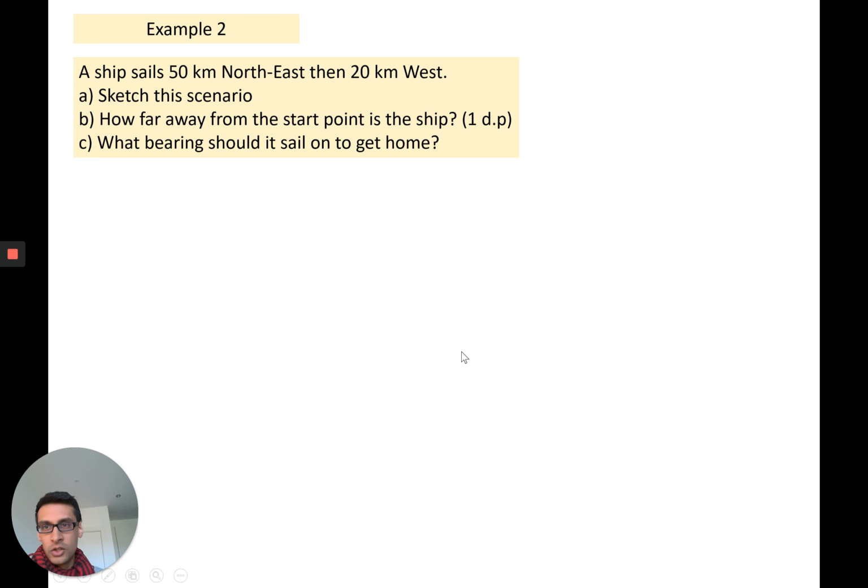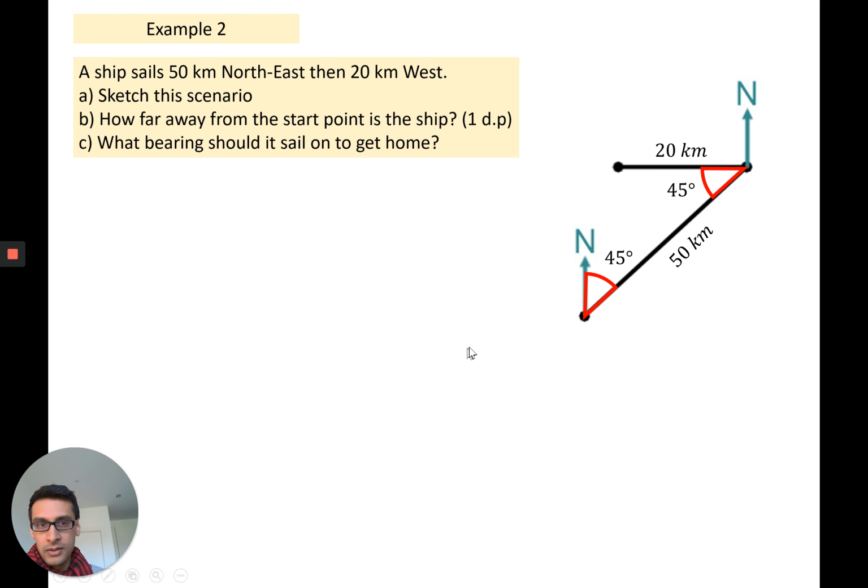Okay, so your sketch should look like this, roughly. Northeast is basically a 45-degree angle, just the compass we had from video 1. There's some distance, 50 kilometers, but it's a sketch, so you don't have to measure it in centimeters or anything like that. And then it's 20 kilometers west, so that's basically a bearing of 270, but you also know that that will have to be 45 degrees there.